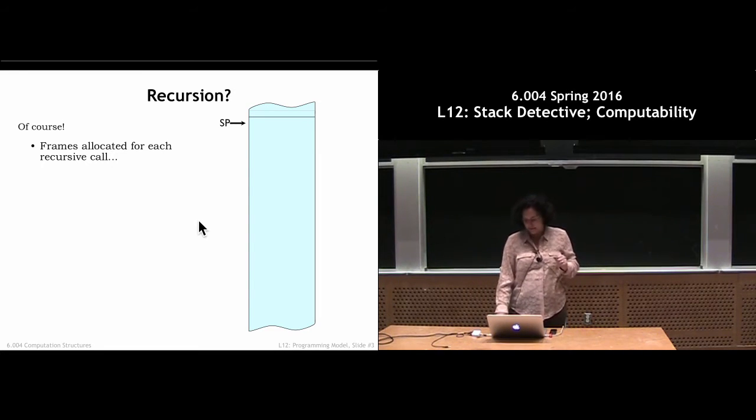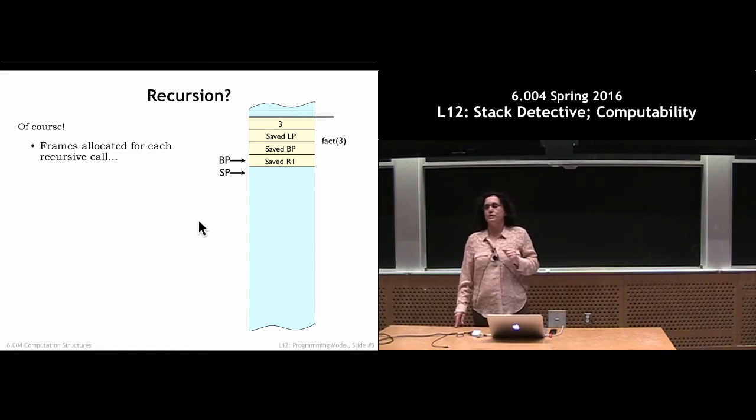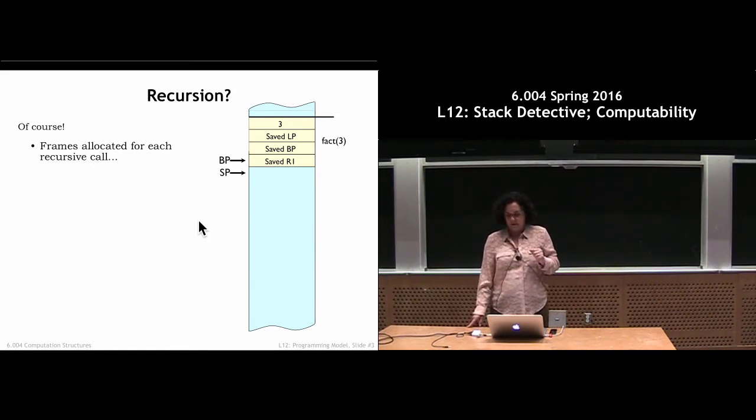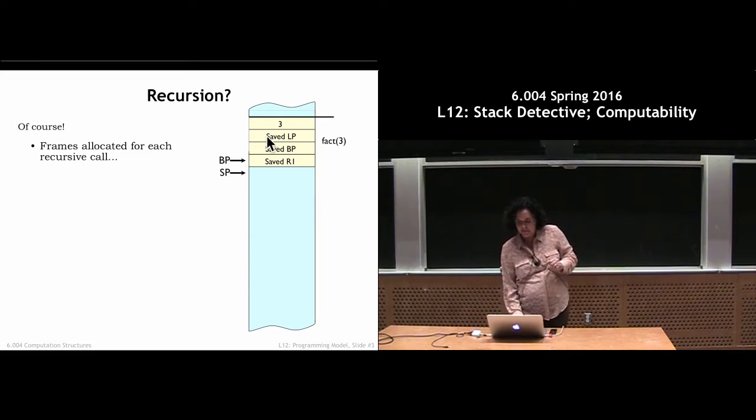All right, so let's take a look at what our stack is going to look like when we implement this factorial function. So suppose that I call factorial with the argument 3. So what's going to happen is I'm going to put my argument 3 on my stack, and then when I enter factorial for the first time, I'm going to save the LP register, save the BP register, and then I'm going to save the original value of R1 so that I can later restore it.